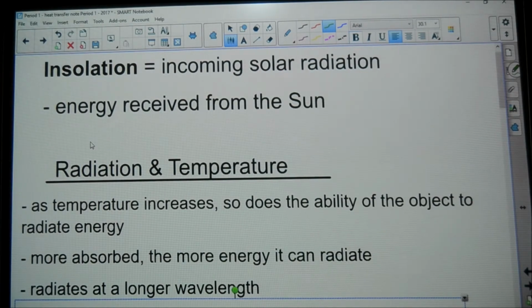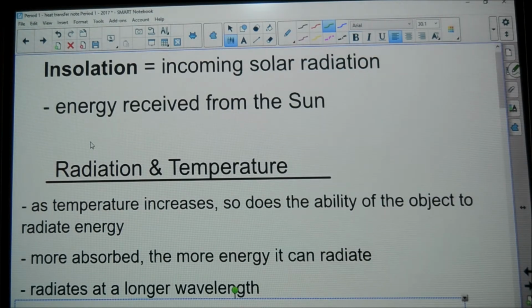Insolation, breaking it down, insolation means incoming solar radiation. So that's the energy that we receive from the sun. This is going to tie back into your astronomy. Remember, I told you everything here this year ties together.